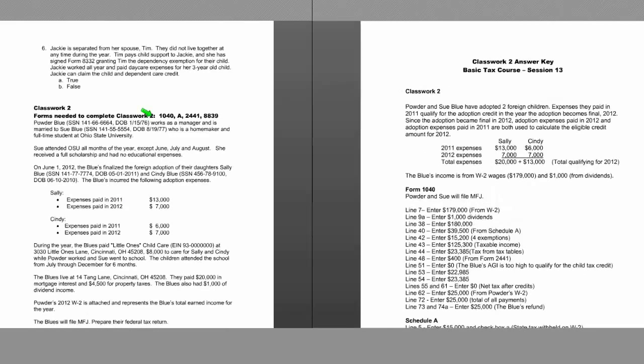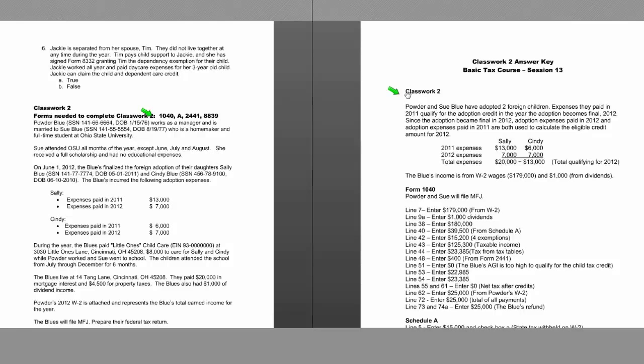And I have up on the screen in front of you now the answer key for classwork assignment number two. It represents preparation of a tax return for a filer who is itemizing deductions and claiming two important tax credits, the first of which is the child and dependent care credit, and the second of which is the adoption credit. Several rules need to be applied in determining the amount of each of these two types of credits.